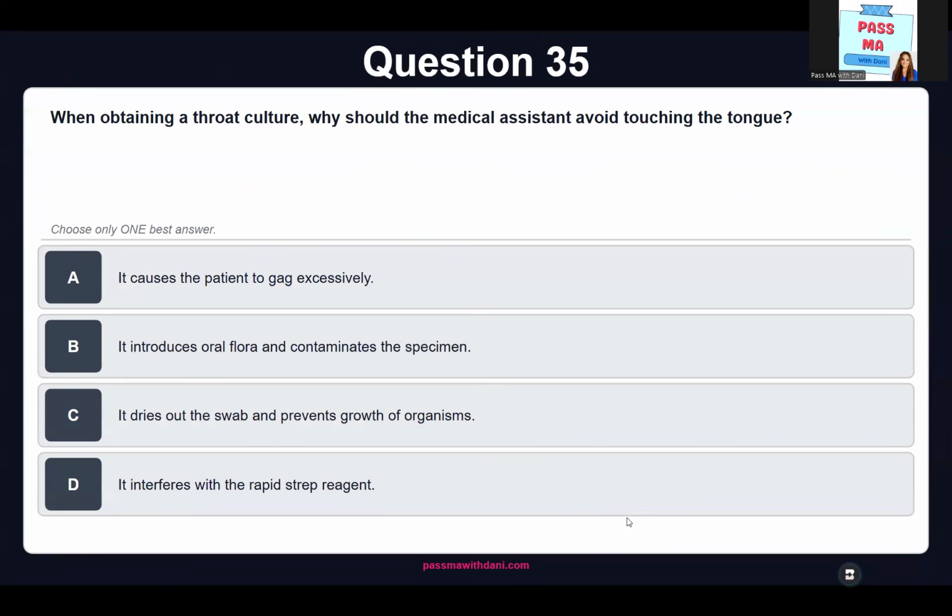When obtaining a throat culture, why should the medical assistant avoid touching the tongue? We have a few swab questions on here today. A, it causes the patient to gag excessively. B, it introduces oral flora and contaminates the specimen. C, it dries out the swab and prevents growth of organisms. Or D, it interferes with the rapid strep reagent.